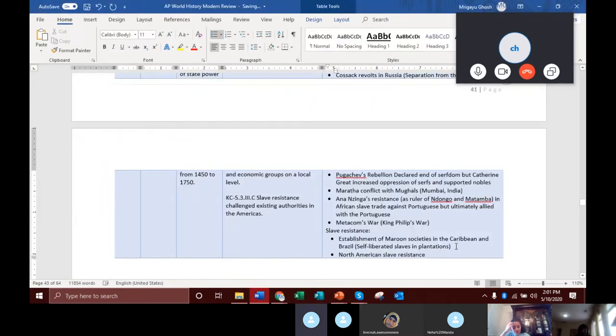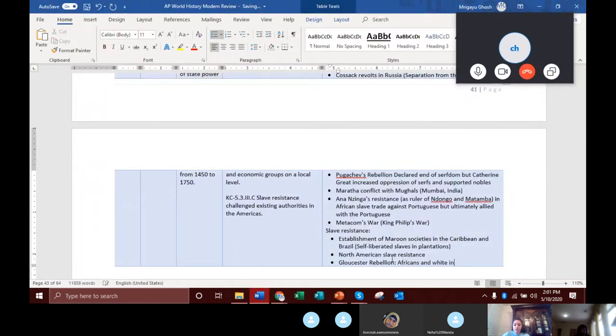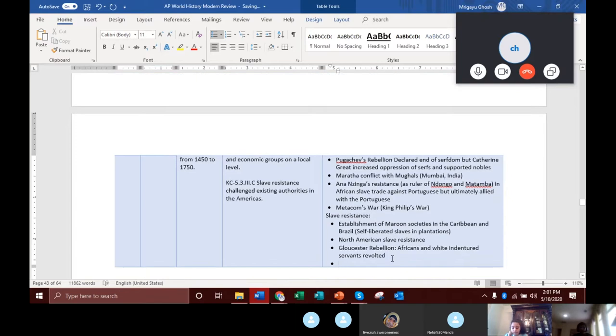Okay, so this is Gloucester. Sorry, I can't spell it. There we go. And then what happened in the Gloucester rebellion? It was where enslaved Africans and white indentured servants wanted freedom and revolted. We'll just say revolted. And then there was the Glorious Revolution.